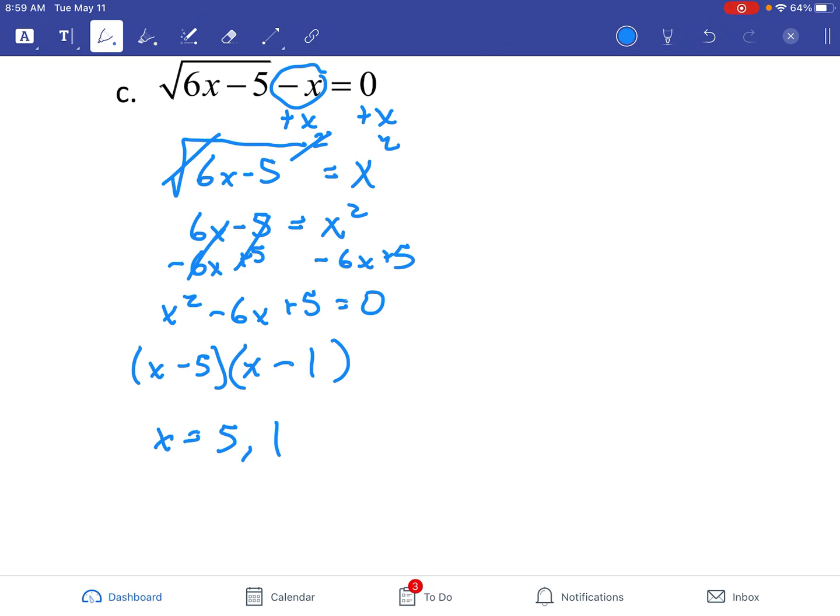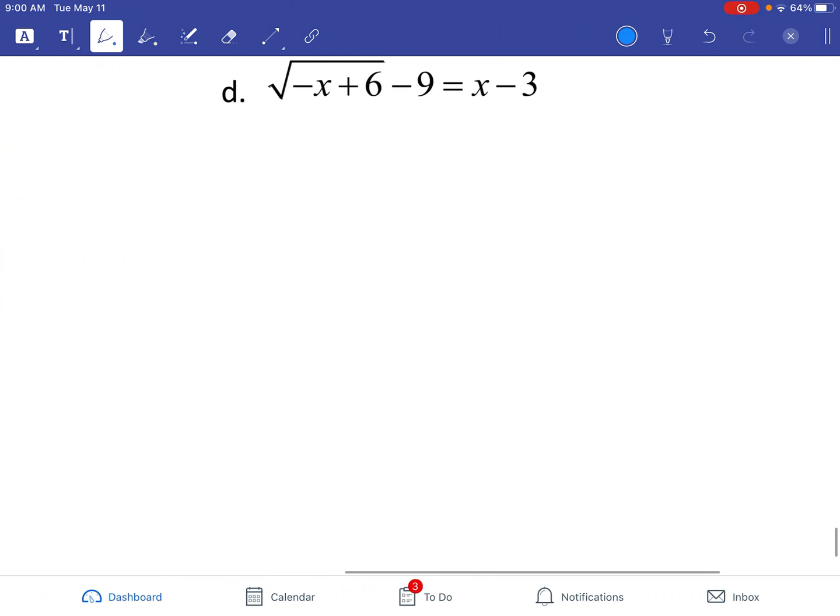So if we put 5 in for x, we have 6 times 5 is 30. 30 minus 5 is 25. The square root of 25 is 5. And 5 minus 5 is 0. So that checks out. Actually, put in 1. 6 times 1 is 6. 6 minus 5 is 1. And the square root of 1 is 1. 1 minus 1 is also 0. So that works. They both work.